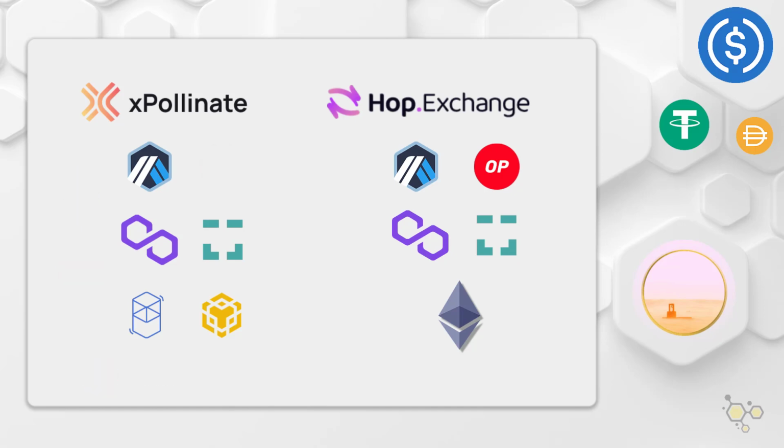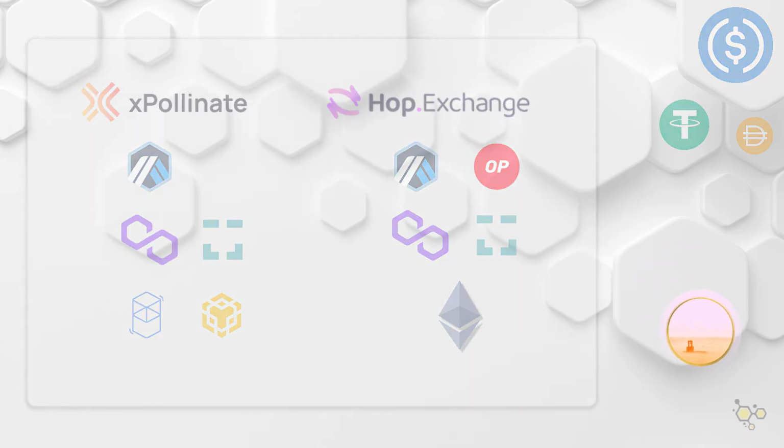On the other hand, we see Hop.Exchange. It expands our ability to send things to layer 2, including Optimism, and it obviously does not have a number of the other EVM compatible chains in their list.